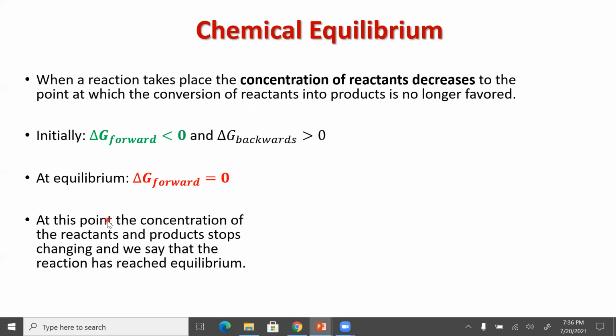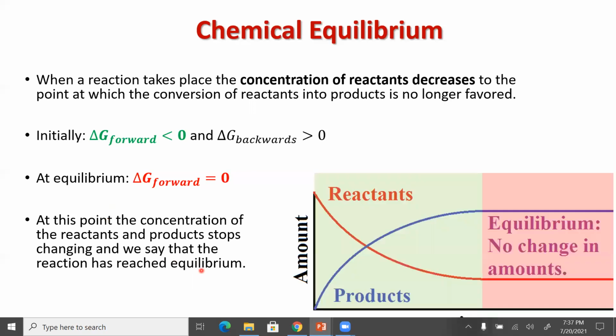And when we talk about equilibrium, the concentration of the reactants becomes a constant, and the concentration of the products becomes a constant. Now, they don't become equal to each other, but they stop changing. And when we get to that point, we say that we've reached equilibrium.